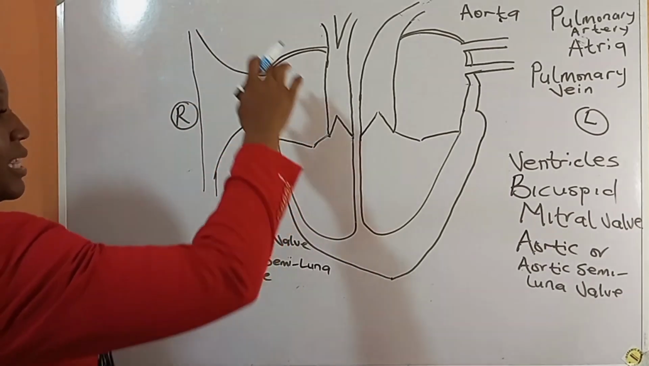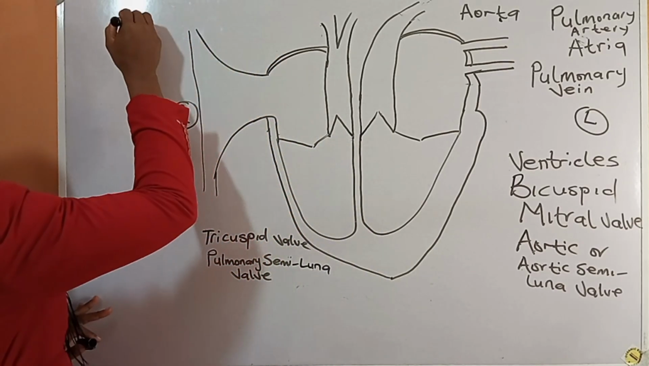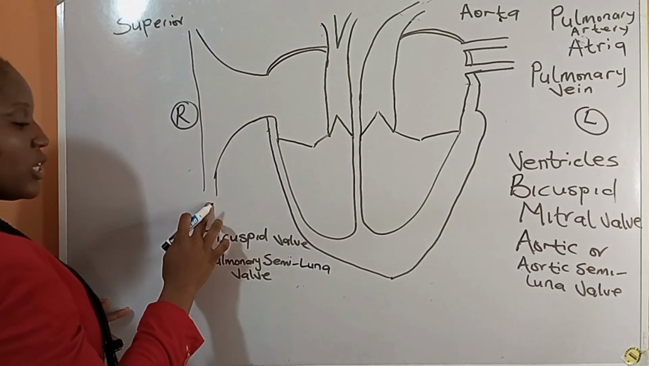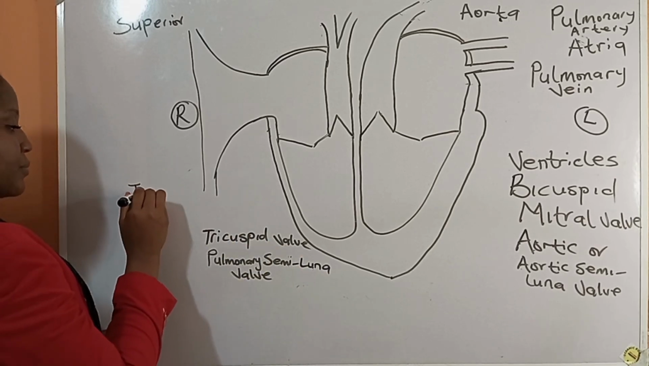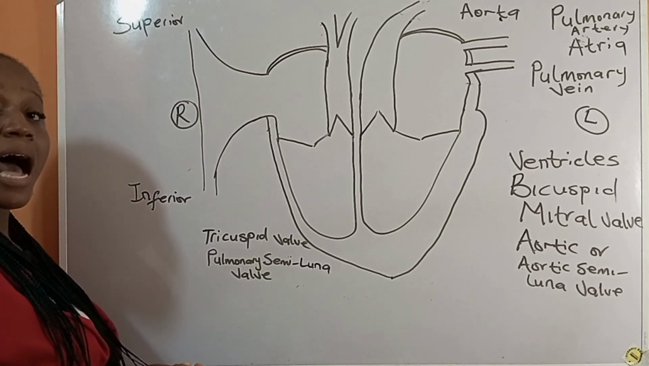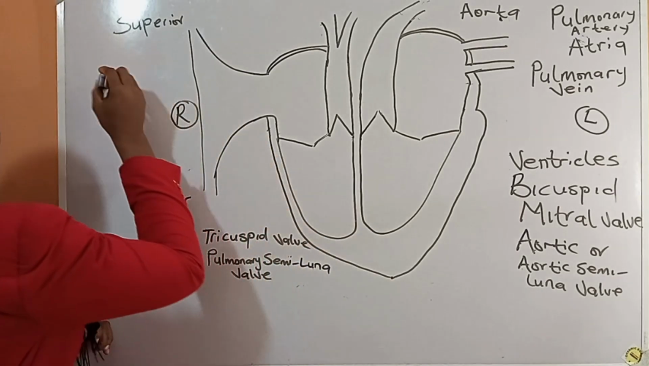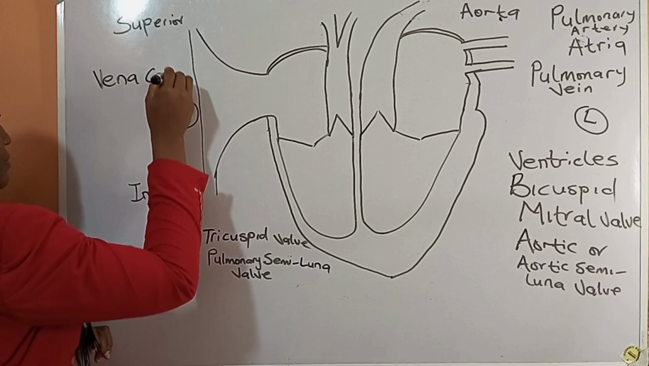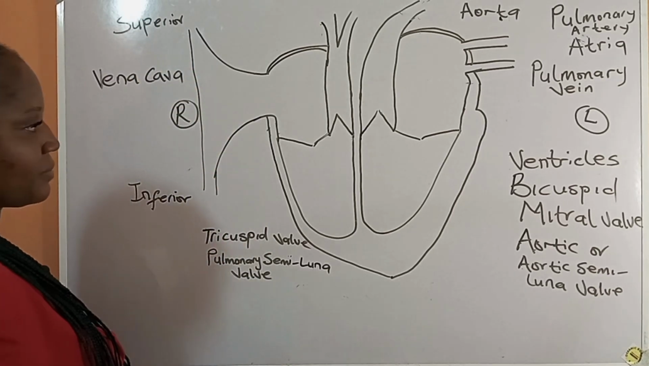The veins are divided into two. The one at the top drains blood from the upper part of the body and is known as the superior because it is at the top, and this one drains blood from the lower part of the body and is known as the inferior. But both of them are referred to as the vena cava. So that is the name of the vein, the vena cava. We have the superior vena cava and the inferior vena cava.